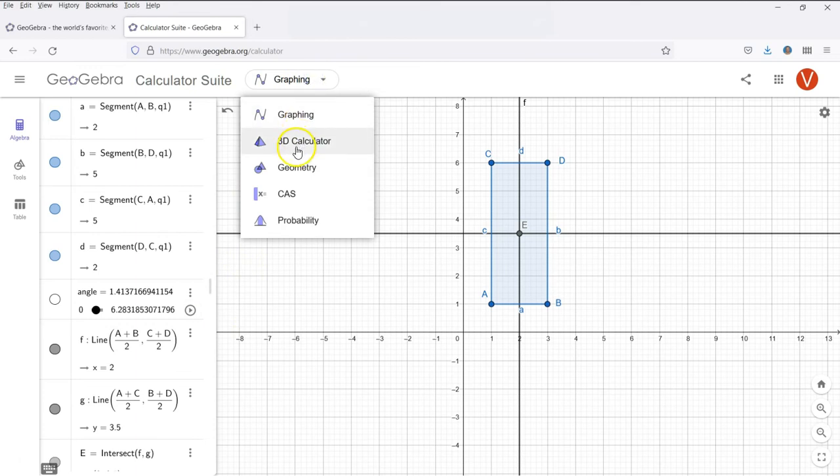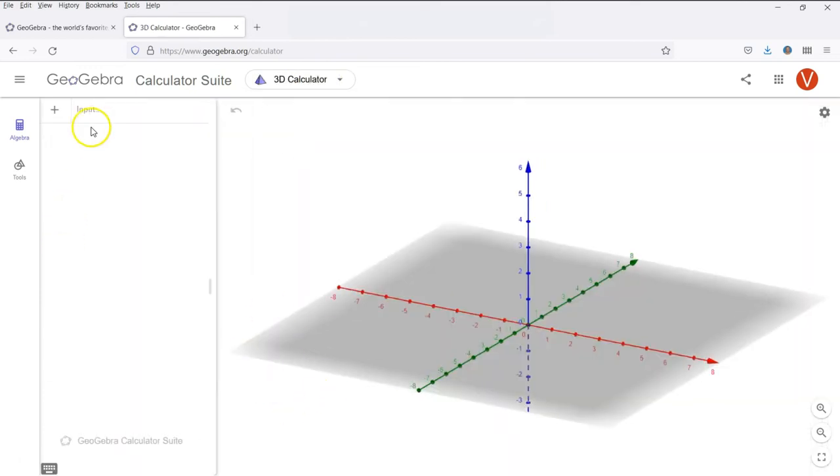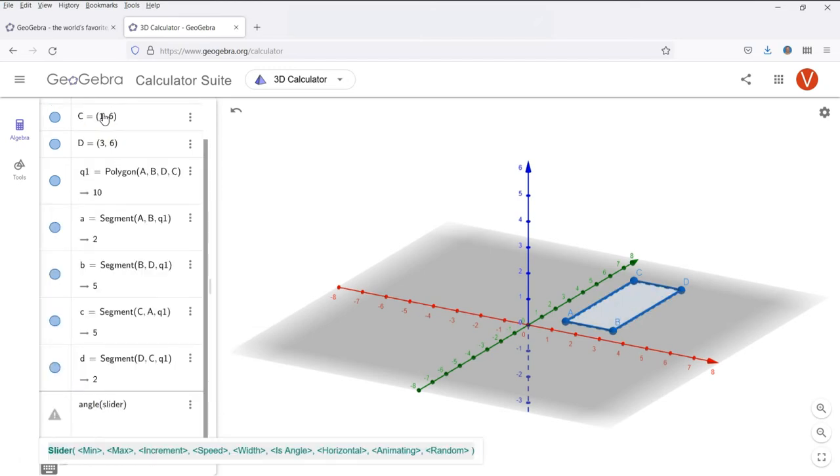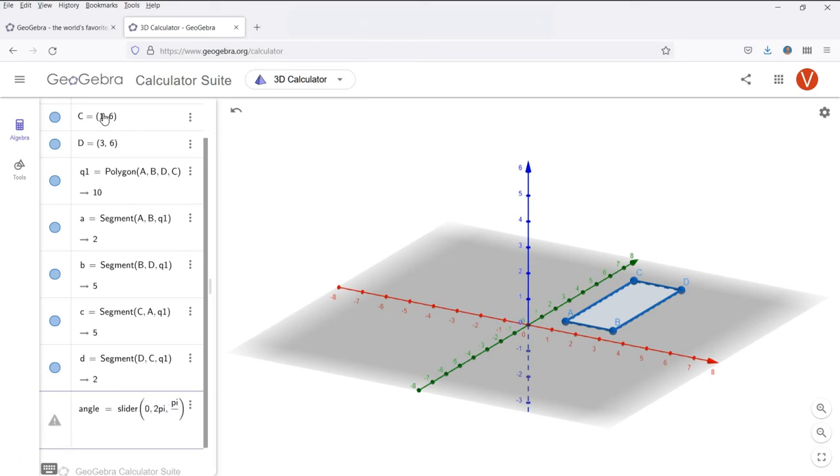So for that I'll go to the 3D calculator, and unfortunately I'll have to retype the whole thing. No problem, it doesn't take much time. 1, 6 and 3, 6, and polygon A, B, D, C. Angle is equal to slider from 0 to 2 pi in intervals of pi by 20.